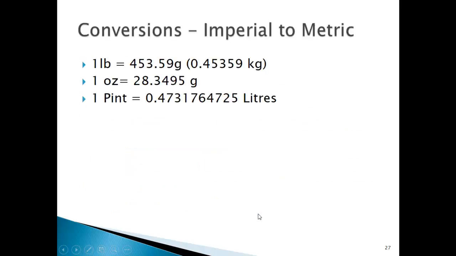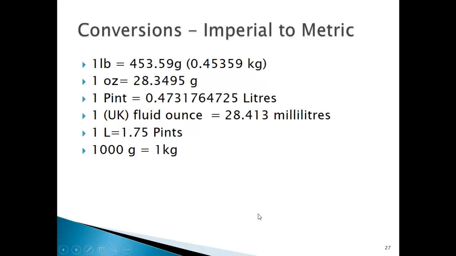Okay, so here's a list of some of the conversions. As far as I'm concerned, life's too short. You shouldn't have to know these off by heart. You'll be told, for example, that 1 pound of something is the same as 453.59 grams, or 0.45359 of a kilogram. 1 ounce is 28.3495 grams. 1 pint, and here it is in litres, fluid ounces to millilitres, litres across to pints.